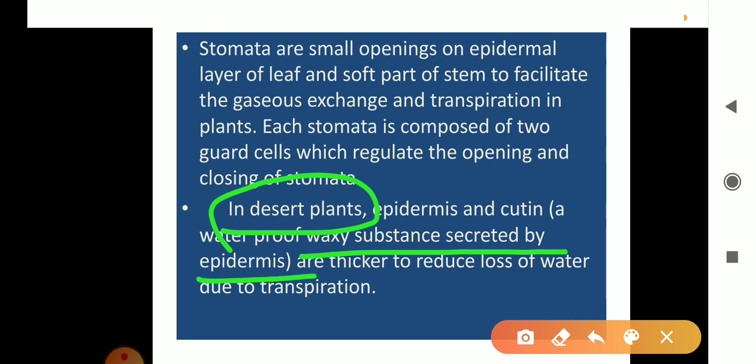What is the use of that cutin? It reduces the loss of water in transpiration, especially in desert plants, because the water is already less there in the soil. That's why the water availability to the plants is less, and that's why the plant has to retain maximum water inside. That's why the stomata and all the epidermis surface are covered by a thick layer of cutin, which is also called the cuticle, so that the water will not evaporate and less water will evaporate from the leaves.